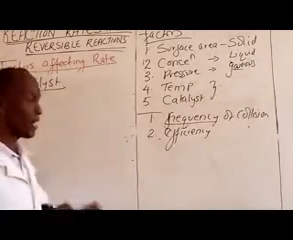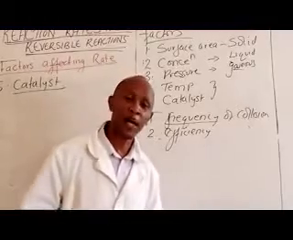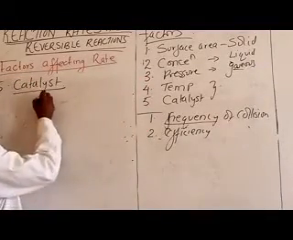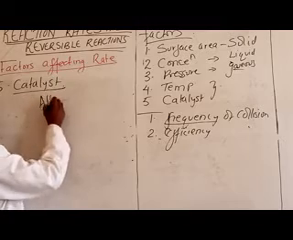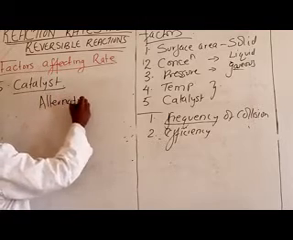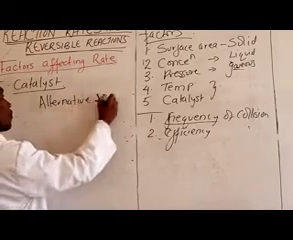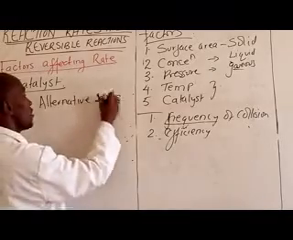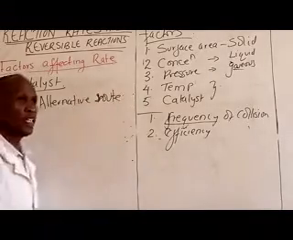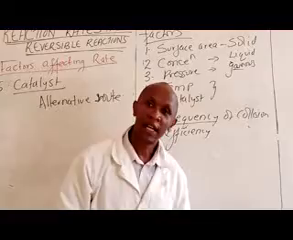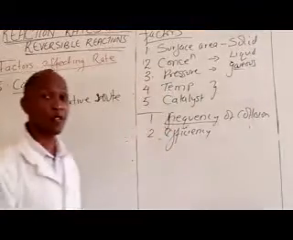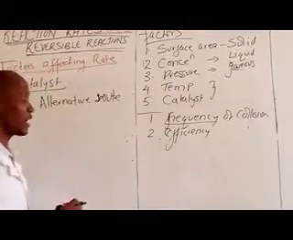But how does a catalyst increase the rate of a reaction? Now, a catalyst will provide an alternative route. And the route is not shorter, you can't measure in kilometers. So it's an alternative route that requires less activation energy. It provides an alternative route that requires less activation energy.